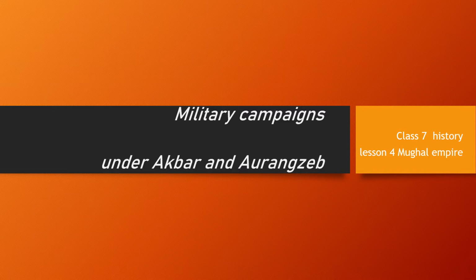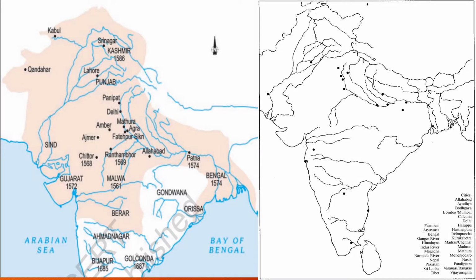In this module, we will learn about the military campaigns under Akbar and Aurangzeb from the lesson Mughal Empire from class 7 history. I repeat, this map is about the conquests of Aurangzeb and Akbar's period. Where did the Mughal Empire conquer during their period?